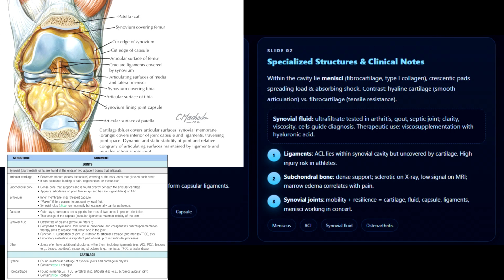the smooth cartilage covering, the subchondral bone beneath, the synovial membrane producing nourishing fluid, the capsule giving stability, and specialized structures such as menisci or ligaments ensuring congruity. Together, they create not only mobility, but also remarkable resilience, which is what makes synovial joints the true marvels of movement in the human body.